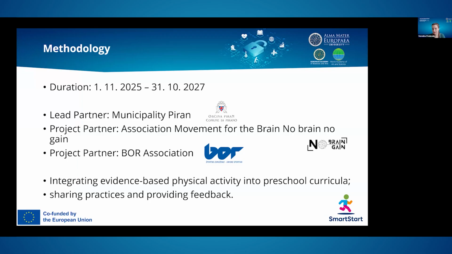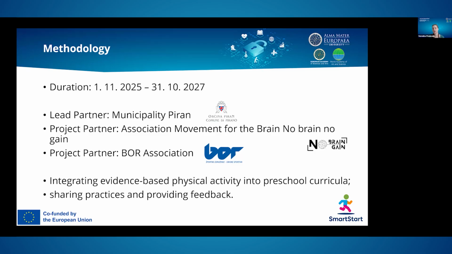Thus, to address this issue, the municipality of Piran, together with partners Association Movement for the Brain No Brain No Gain and BOR Association, came up with the 2-year-long Smart Start project. Its overarching goal is to develop and disseminate an evidence-based motor cognitive program that will enable the most comprehensive and optimal early development for children.